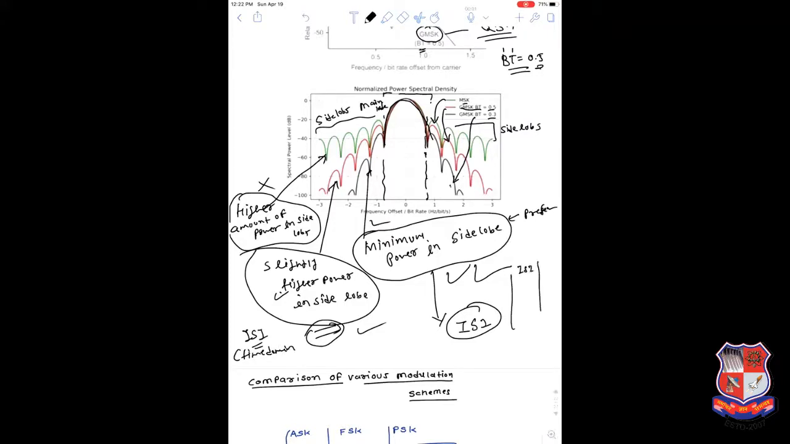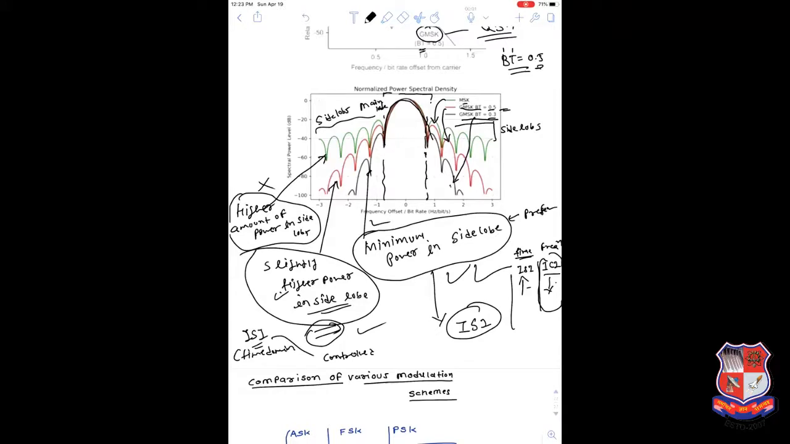So basically ISI and ICI: the signal overlapping in the time domain is known as ISI, and the signal overlapping in the frequency domain is known as ICI. If you reduce one, the other increases. The best ICI can be obtained with GMSK with bandwidth-time product 0.3, but it raises the ISI, the signal overlapping in the time domain. So we have to go with the middle solution, which is GMSK with BT of 0.5, where the side lobes are controlled and ISI is also controlled.